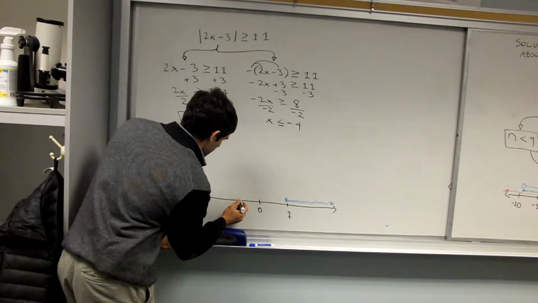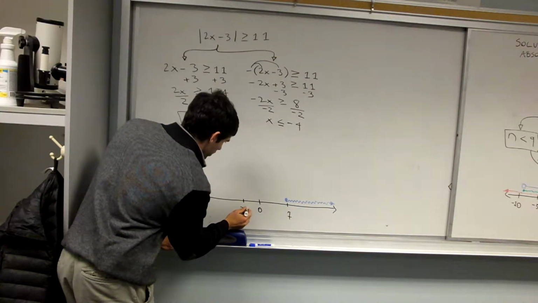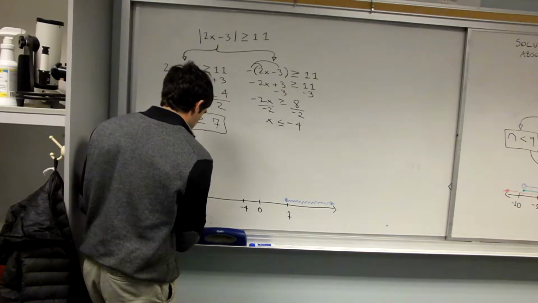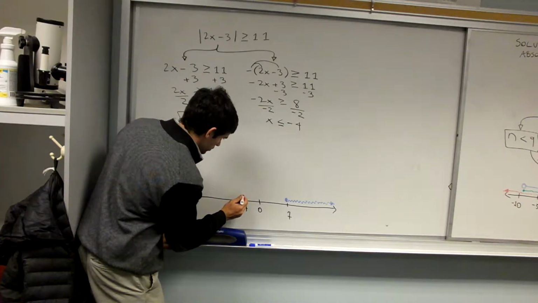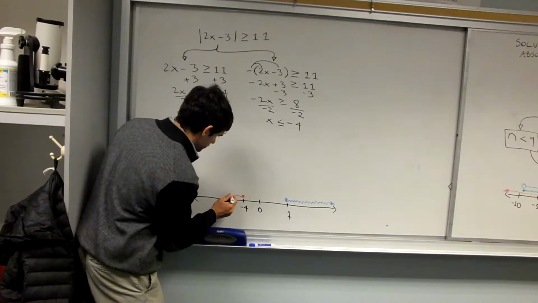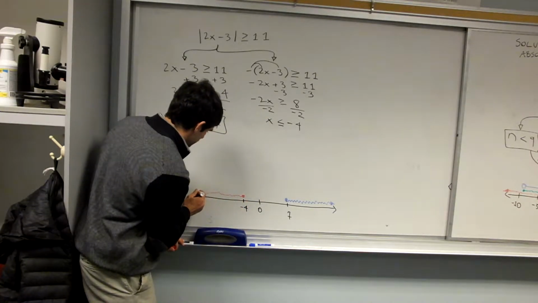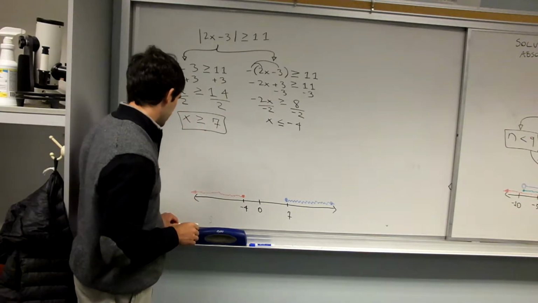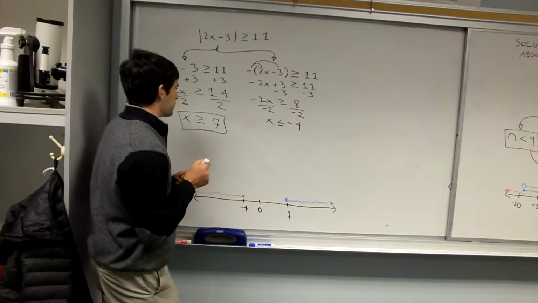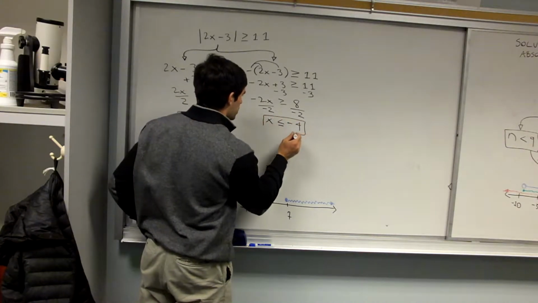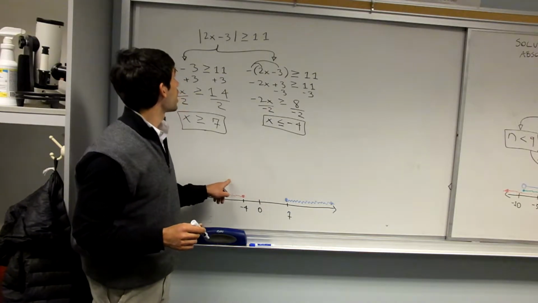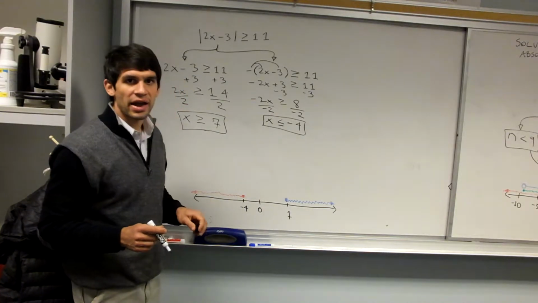So let's plot negative 4 on our number line over here. And I'm going to shade in this side. So we'll notice something interesting here, which is that our answers do not overlap at all.